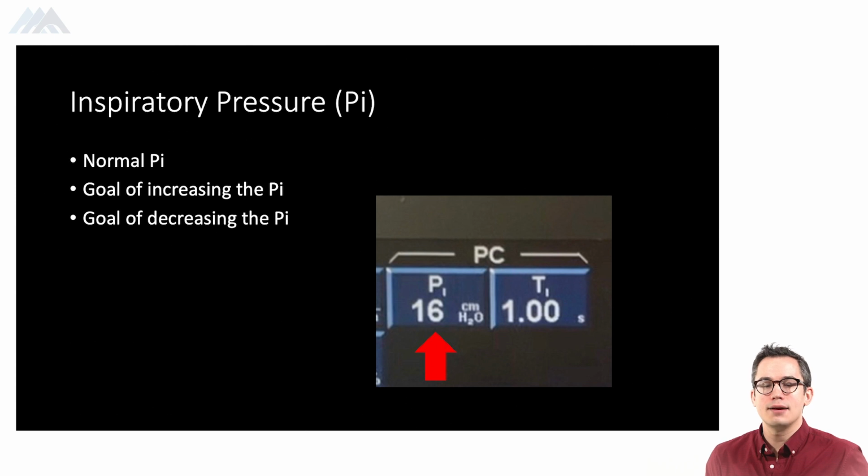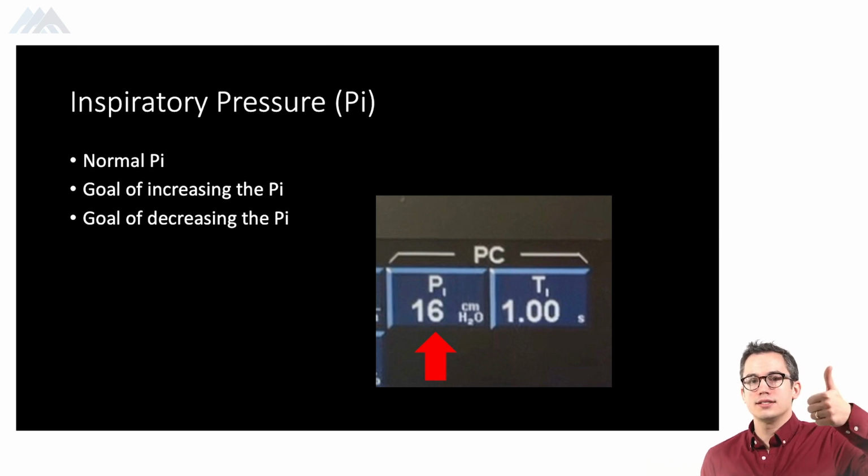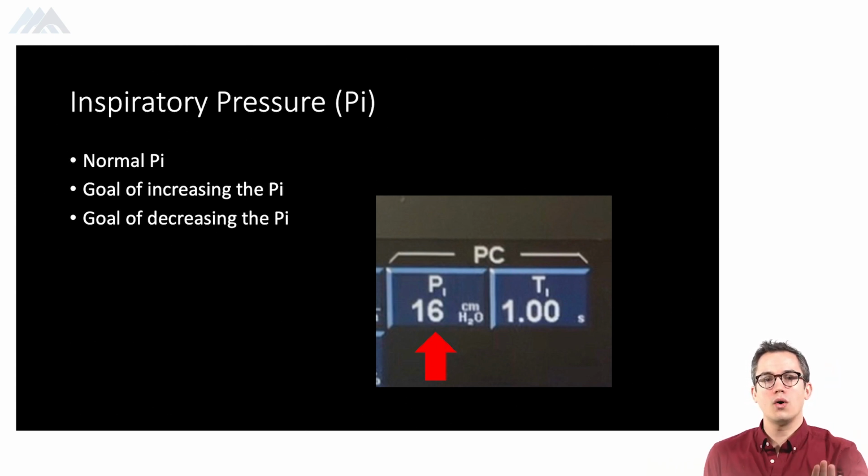And just like the slide before, if we increase our tidal volume, we're going to blow off more CO2. If we decrease our tidal volume, we're going to hold on to more CO2 because less of a volume is being blown off.